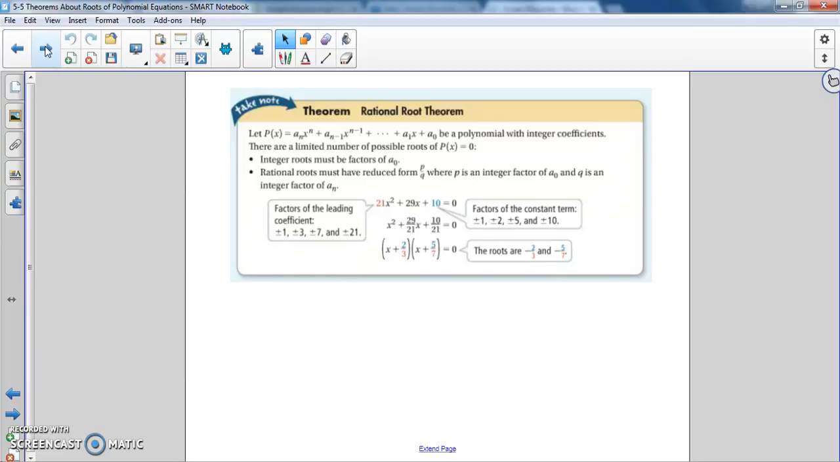So our integer roots must be factors of a sub 0, or our constant term. And our rational roots must have the reduced form p over q, where p is an integer factor of a sub 0, and q is an integer factor of a sub n.